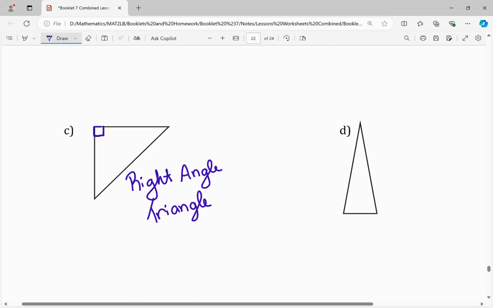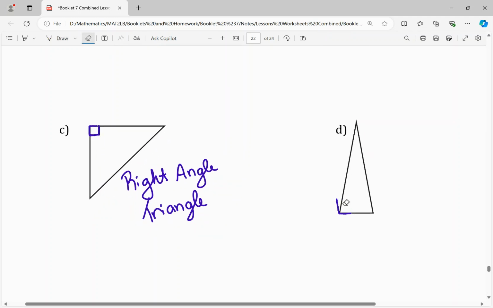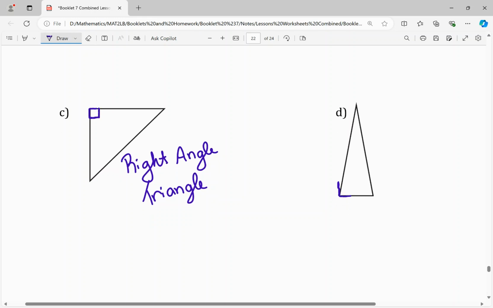And then finally, this one right here, it's a little tricky because these angles down here look like they're pretty wide. But again, if I take my time and I draw what 90 degrees would look like, we can see that these angles, although just barely, are in fact less than 90 degrees, right? So this would also count as an acute triangle.